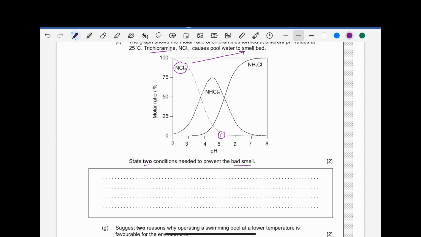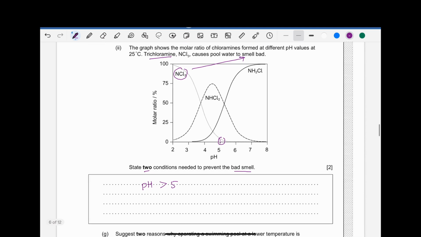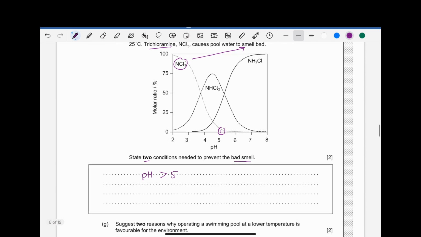So we can write down pH greater than 5, and we need to look for another reason. The other reason can be to reduce the concentration of ammonia, make sure there's not enough ammonia, or reduce the concentration of HOCl. So low concentration of ammonia, low concentration of Cl2, or low concentration of HOCl. Any one of them will give us a mark.